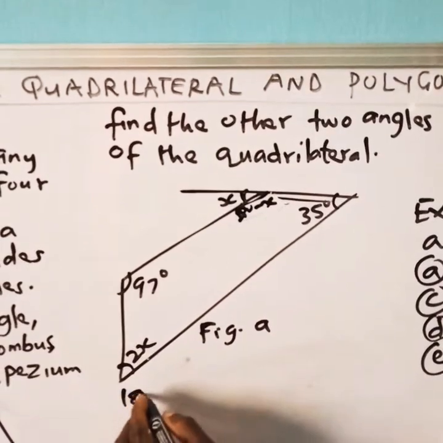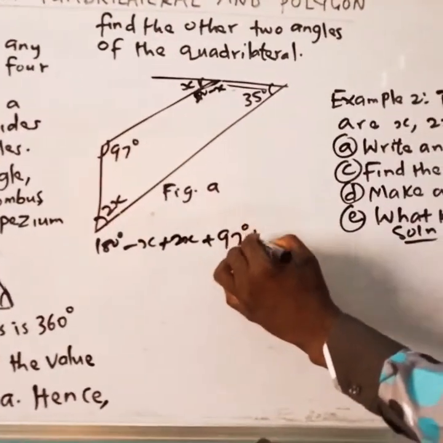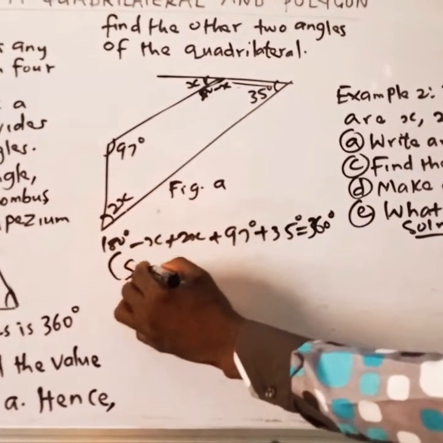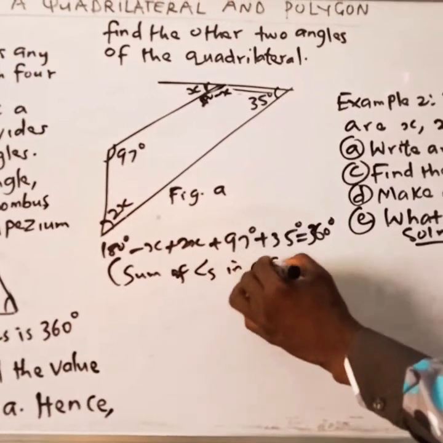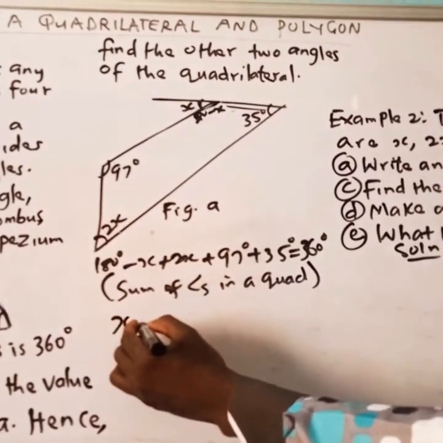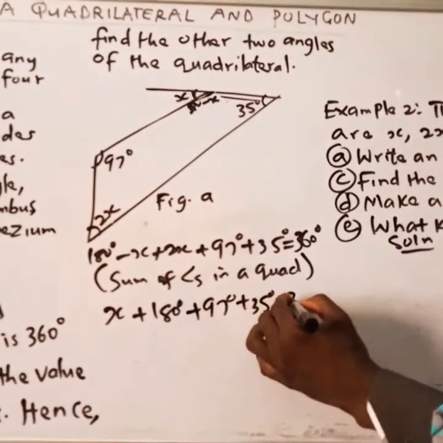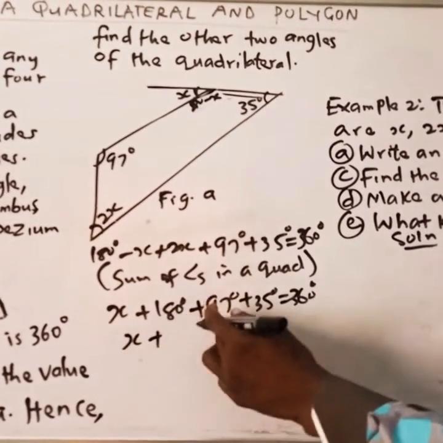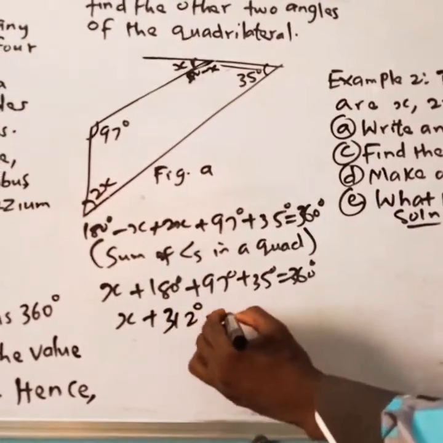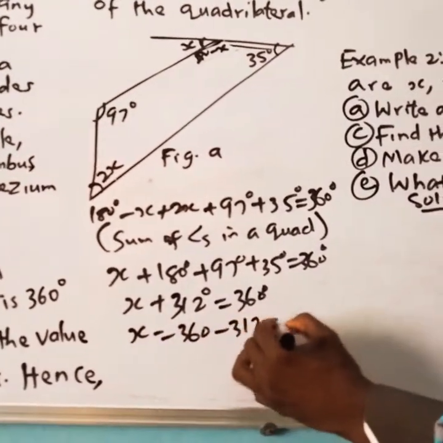So we have 180 degrees minus x plus 2x degrees plus 97 degrees plus 35 degrees is equal to 360 degrees. You must put your reasons. Reasons are very important: sum of angles in a quad. You can write it in short form. So 2x minus x will give you x, plus 180 degrees plus 97 degrees plus 35 degrees is equal to 360 degrees. When you add these together, you realize that it's 312 degrees, which is equal to 360 degrees. So x is 360 minus 312, that is 48 degrees.